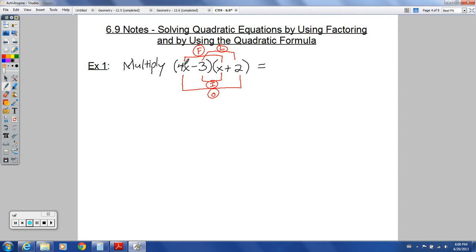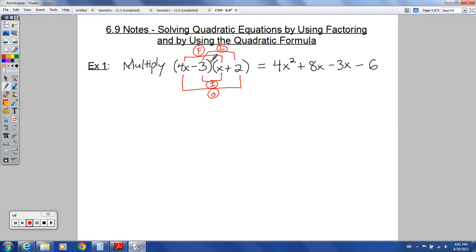We would have the F part, the first part, 4x times x, is 4x squared. The outside or outer parts, 4x times 2, is going to be plus 8x right there. This will be minus 3 times an x will be minus 3x. And then the last would be negative 3 times positive 2. That's negative 6.